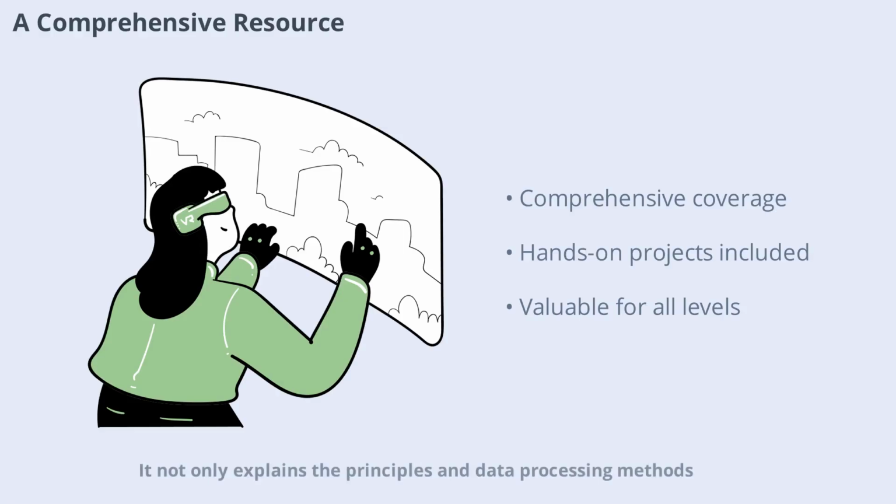The book LiDAR Remote Sensing and Applications stands out for its comprehensive approach. It not only explains the principles and data processing methods of LiDAR, but also provides hands-on projects and real-world case studies. With over 500 references and 183 figures, it serves as a valuable resource for students, professionals, and researchers seeking to deepen their understanding of LiDAR technology.